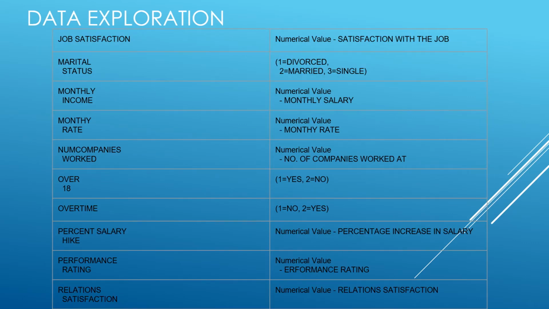And more of the different variables. A lot of this is self-explanatory. Nothing out of the ordinary here. A lot of these also are binary response variables. So over 18, for example, 1 is yes, 2 is no. One of the things that we're measuring is attrition, yes or no.